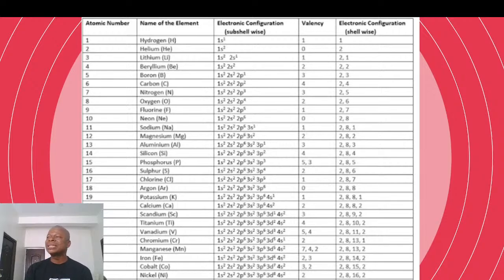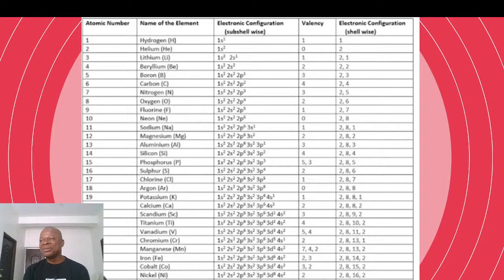Now, if you go to the electronic configuration under the subshell, what you're going to get there is 1s2 and 2s1. Look at it: lithium has entered the 2s, with 1 valency electron. So if you go to its electron configuration in the shell, that is K, you're going to get 2, and L is going to be 1.